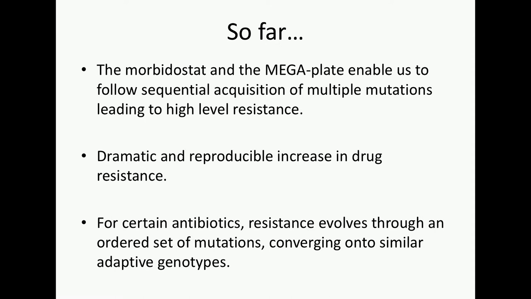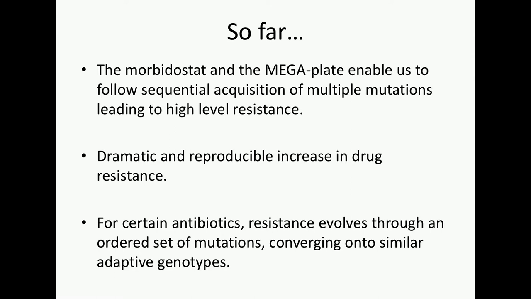What I've shown you so far is first those devices, benchtop evolution devices, the morbidostat and the megaplate, that allow us to trace evolution, multi-step adaptive paths leading to high level of resistance. We see fairly dramatic increase in drug resistance in these machines, some 1,000-fold increase across 2 or 3 weeks of selection. And we see that for some drugs and not for others, there's some signal of reproducibility, of conservation of the final state towards which evolution is going, and even of the order of accumulation of mutations.